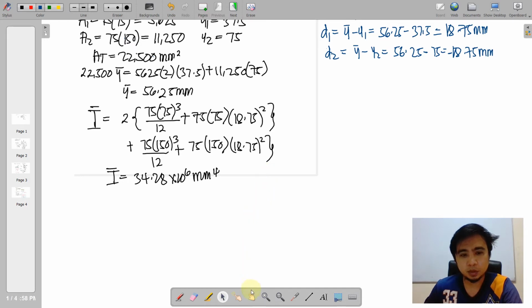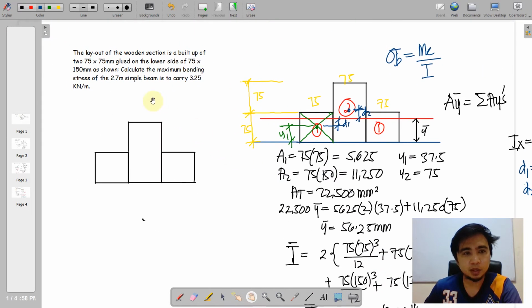So y bar and I bar were already obtained. What is left in the formula is the moment, the moment force that will be produced by this 2.7 meter simple beam carrying 3.25 kilonewton per meter.